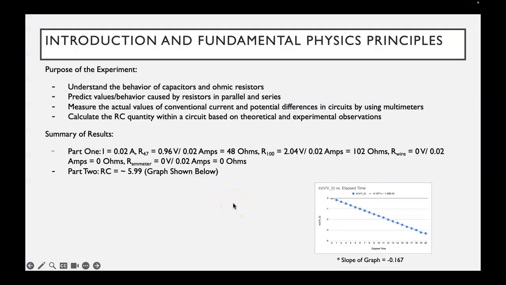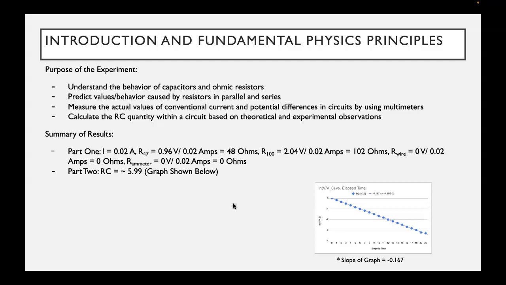So the purpose of the experiment was to understand the behavior of capacitors and ohmic resistors, to predict values and behavior caused by the resistors in parallel and series, to measure the actual values of conventional current and potential differences in circuits by using multimeters, and to finally calculate the RC quantity within a circuit based on theoretical and experimental observations.